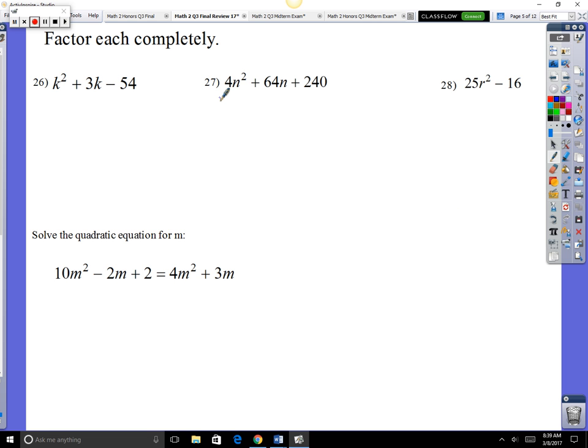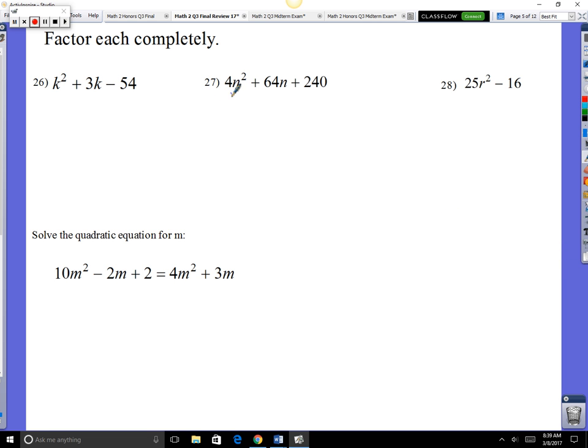And this one, first, before you do anything, let's shrink it down a little bit. Let's divide each of the 3 terms by 4. So if you factor out a 4, it's going to be 4 times n squared plus 16n plus 60. Okay, now we're going to go one more step.